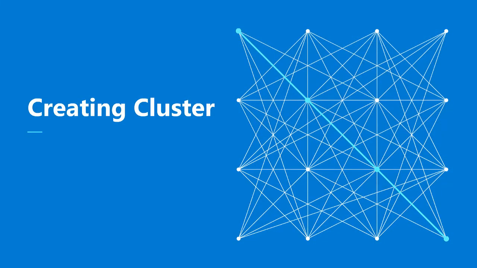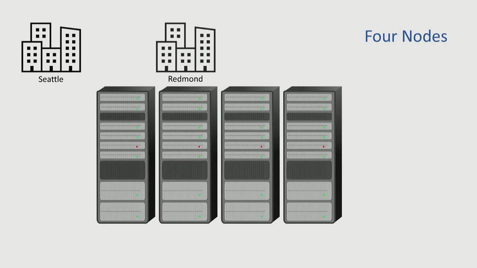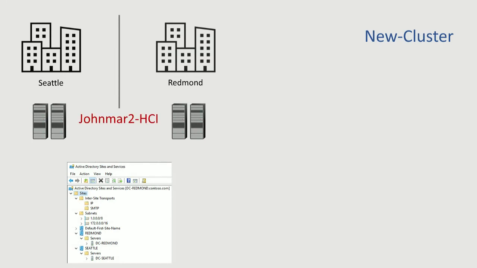So, I mentioned what is it that we're doing in the background. The first thing is creating the cluster itself. I've got my two sites here, Seattle and Redmond. I've got 4 nodes that I want to split between the two, 2 nodes in Seattle, 2 nodes in Redmond. Now, I've also configured within Active Directory sites. I have a site for Seattle. I have a site for Redmond.